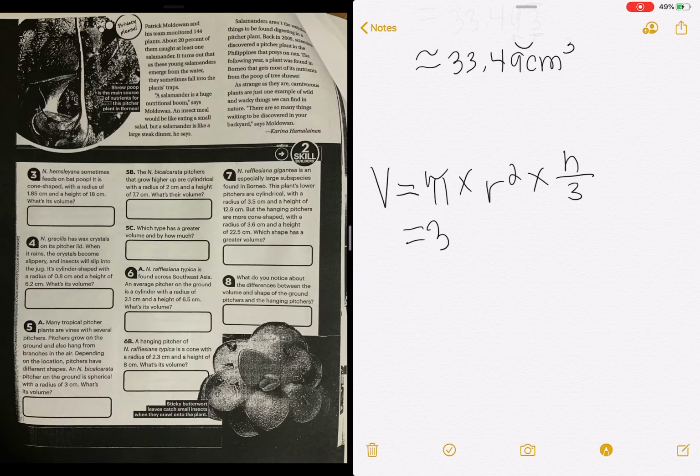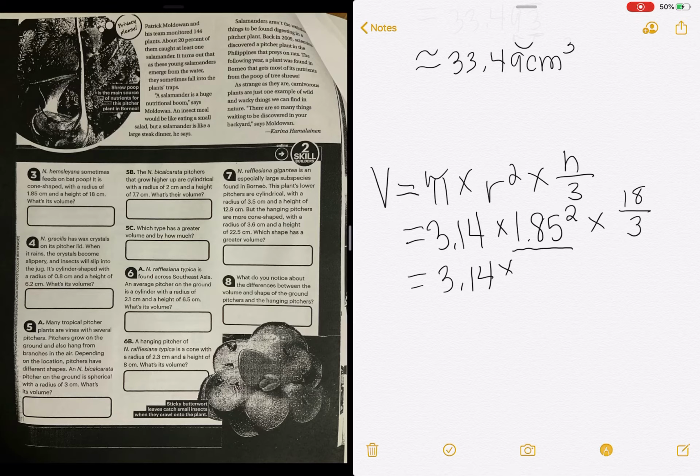Again, we know that pi is 3.14. Our radius given to us in the problem is 1.85. We're going to have to square it. Our height is 18, and we're going to divide that by 3. First off, we start with order of operations. So in your calculator, you're going to hit 1.85 times 1.85, which gives you 3.4225. And then we're going to finish out writing the rest of the problem. So times 18 over 3.